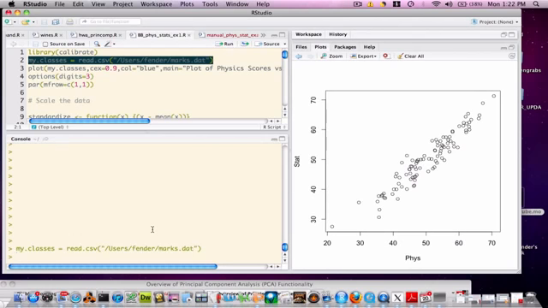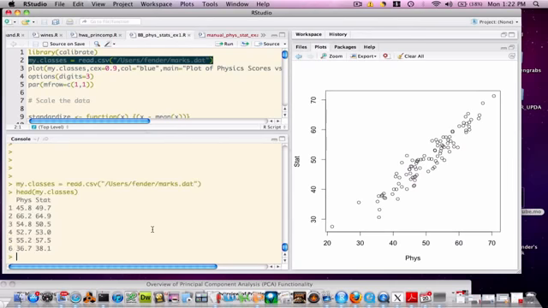As you can see, I'm reading in something called My Classes, and this is a data set that represents 100 students, all of whom took tests in physics and statistics. And what this data set contains is the respective score in physics and statistics.